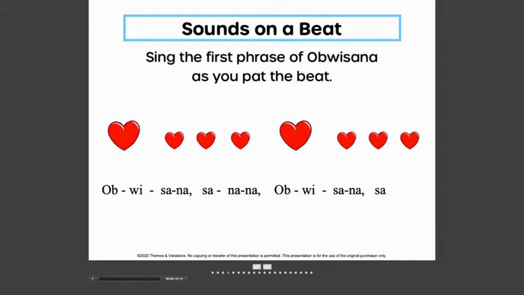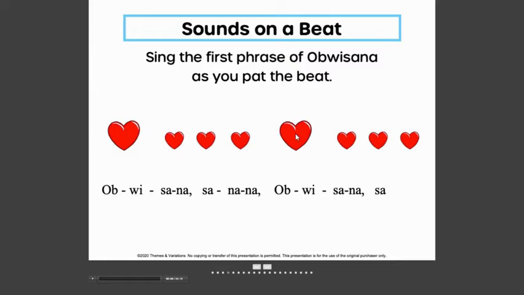Draw 2 lines in square number 1. Obwisana. How many sounds do you hear in the second heart? Sana. Good. Again, 2 sounds. Draw 2 lines in box number 2.